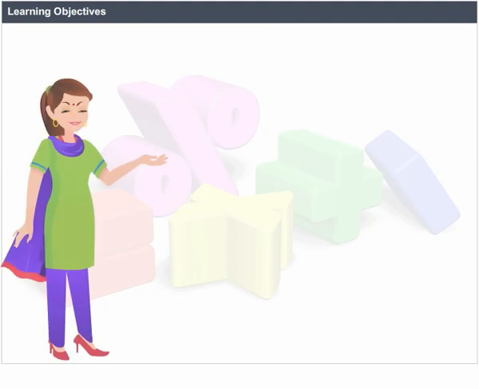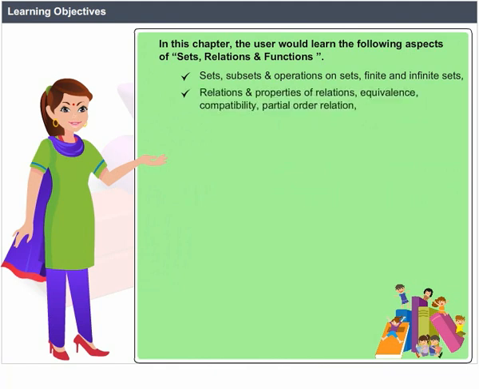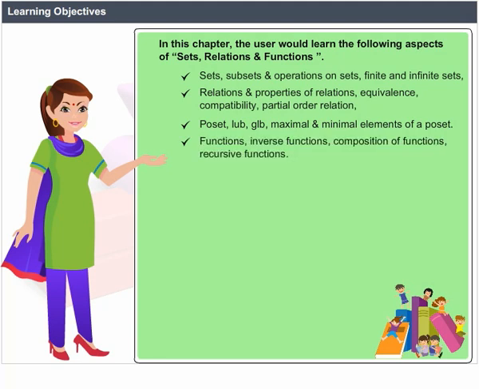Learning objectives. In this chapter, the user would learn the following aspects of sets, relations, and functions. Sets, subsets, and operations on sets, finite and infinite sets. Relations and properties of relations, equivalence, compatibility, partial order relation, poset, least upper bound, greatest lower bound, maximal and minimal elements of a poset. Functions, inverse functions, composition of functions, recursive functions.